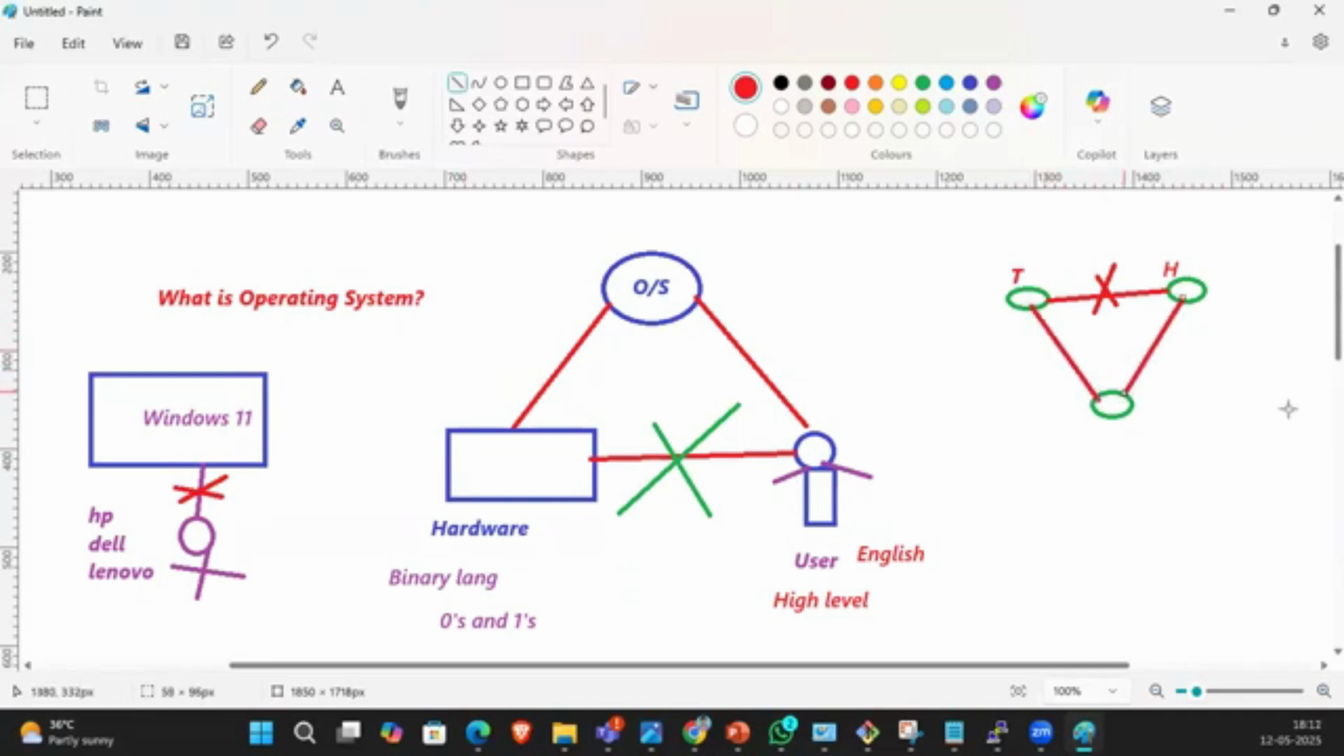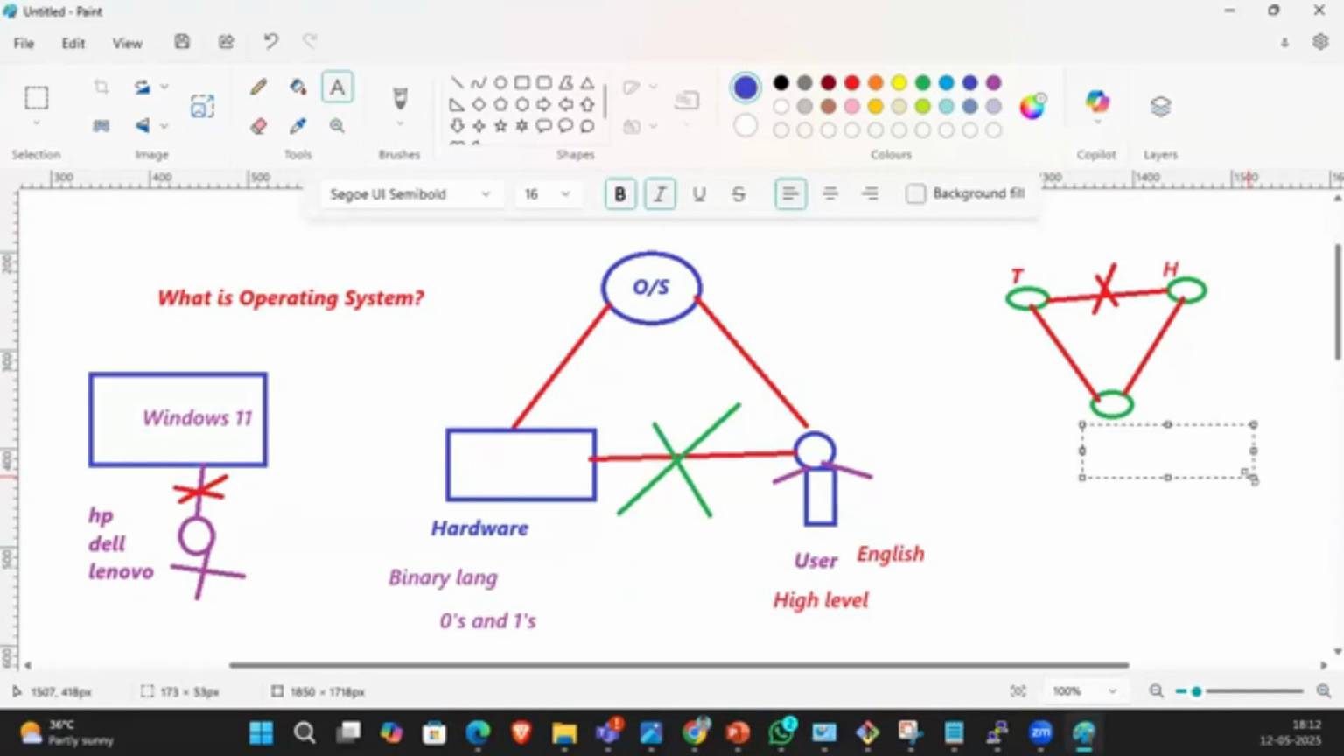Who is a mediator? A mediator knows both the languages. So Hari is the mediator, and Hari knows both the languages. Whatever Kavita wants to convey to Ashwin, she will inform Hari. Hari translates that from Telugu to Hindi and informs Ashwin. In the same way, whatever Ashwin says goes through Hari to Kavita.